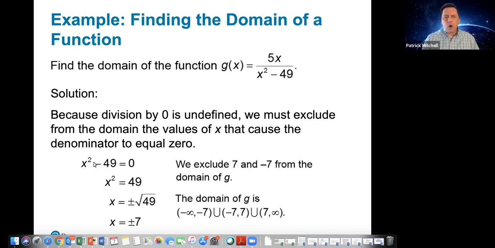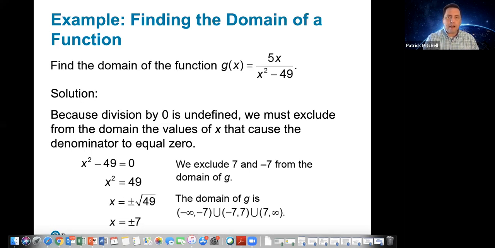This is a quadratic equation, so I'm just going to solve it in the simplest way I can. If I add 49 to both sides, I get x squared equals 49. Now I'll use the square root property that I believe we've talked about before to say that if x squared equals 49, then x must be either the positive or negative square root of 49, which means that x must be plus or minus 7. Now remember, these are the numbers that have to be excluded from the domain.